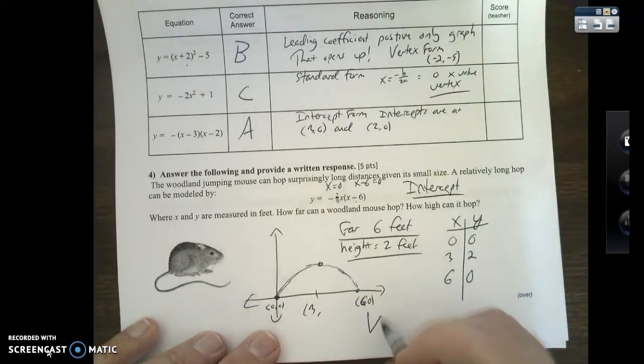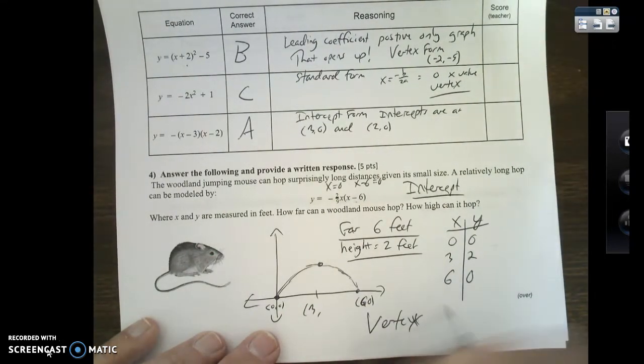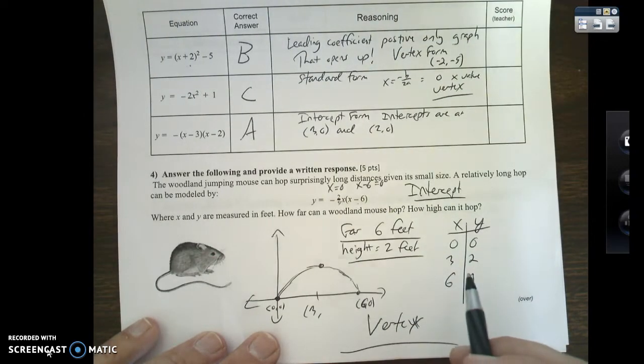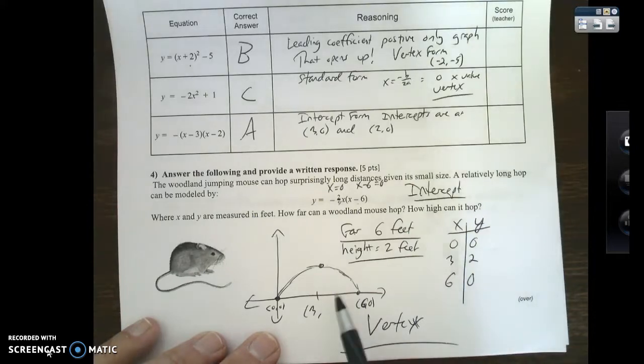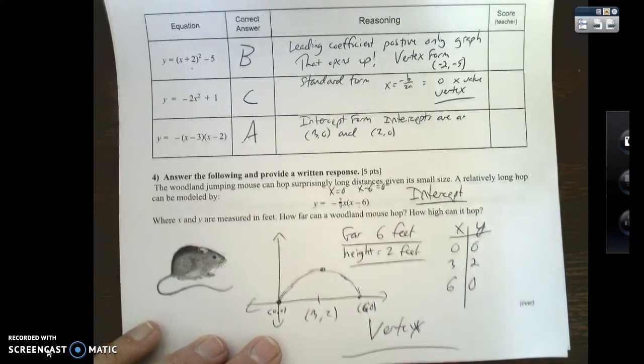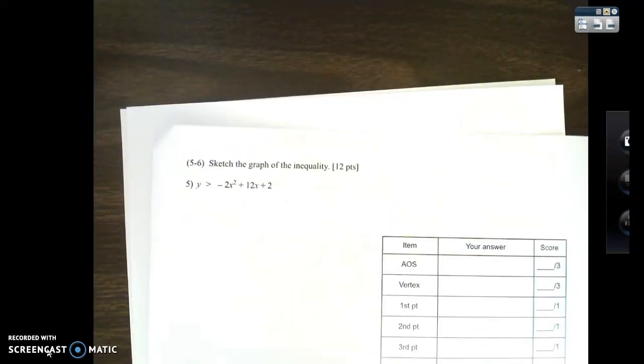You're really basically after the vertex, because think about it too. If this wasn't intercept form, let's say this was in standard form, and you found the vertex and you want to know how far across it is, you can just double your x value and you get it. So a lot of neat things there. Pretty simple question. Nothing too crazy. On to the back.